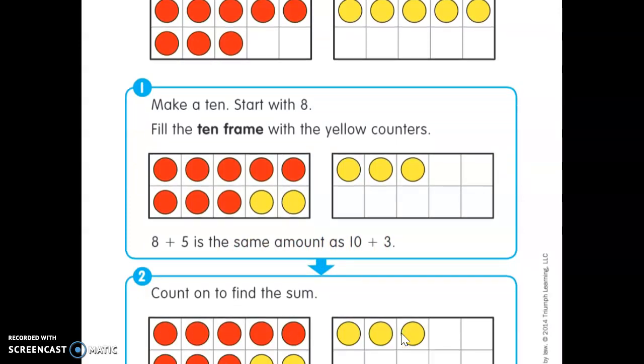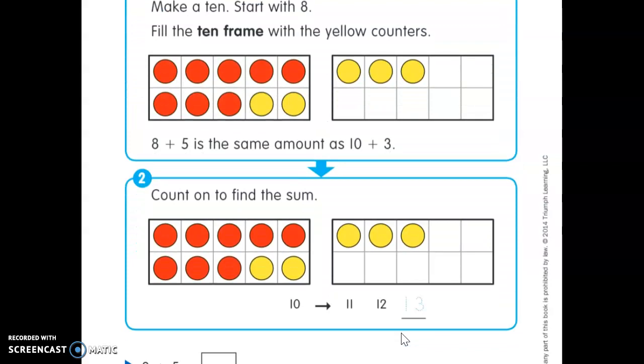So let's see. We can count on, just like we have in the past, to find the sum, so to find the answer. So now I have 10 plus how many more? Let's see. 10, 11, 12, 13. So 10 plus 3 equals 13. So for this day, we also have subtraction.